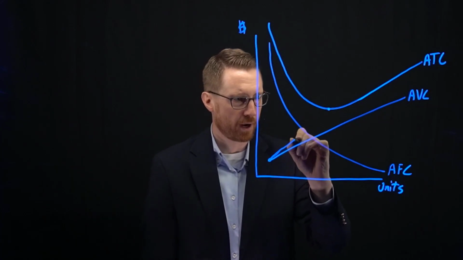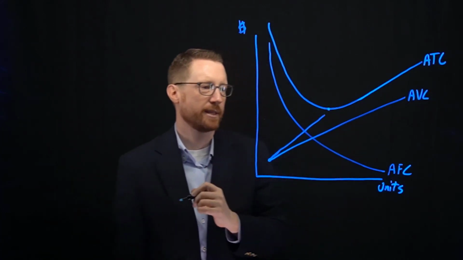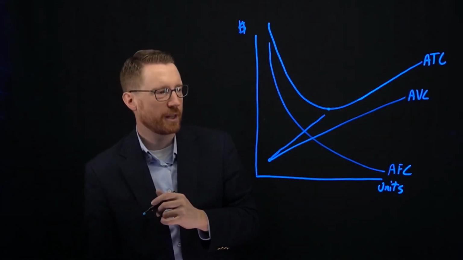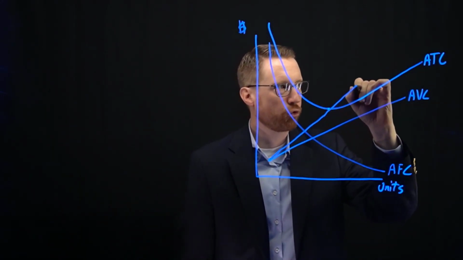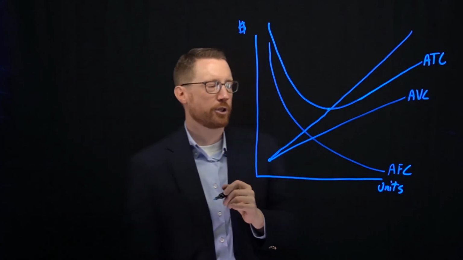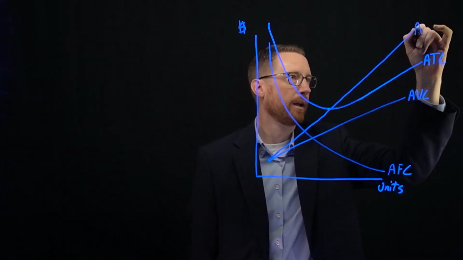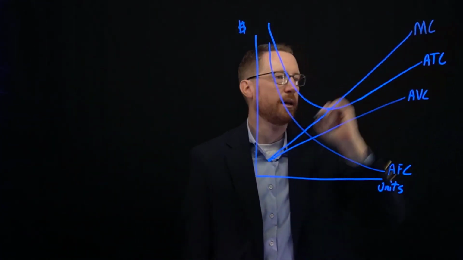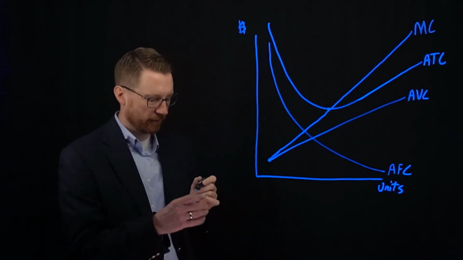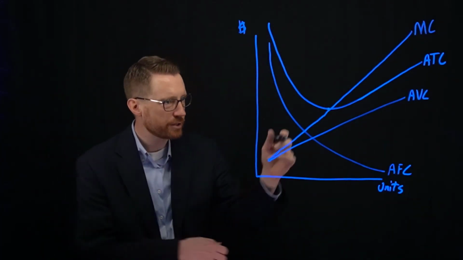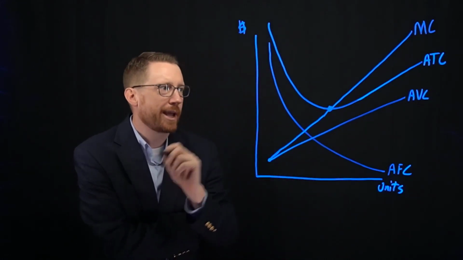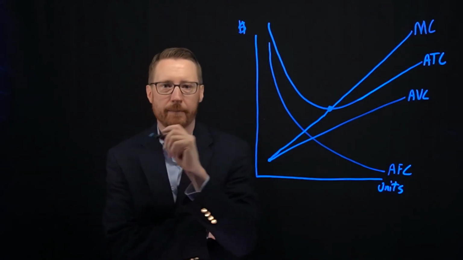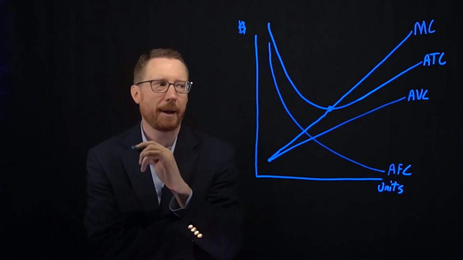So marginal cost increases faster than average variable cost. And eventually it crosses the average total cost curve. So this is our marginal cost curve. All right, so where does it cross? It crosses average total cost at the minimum of it. So let's put a couple notes and think about why.